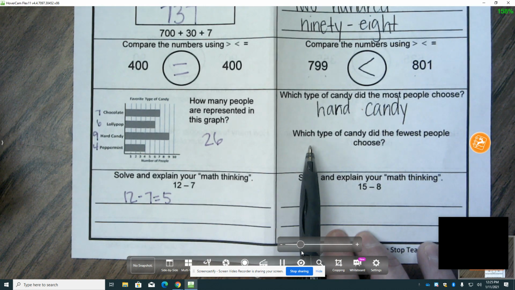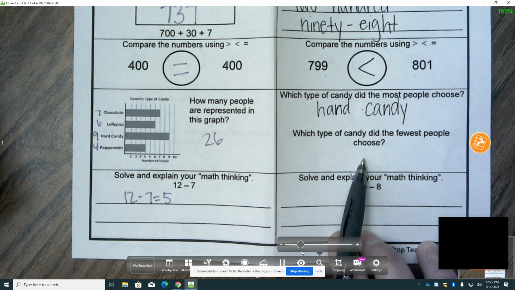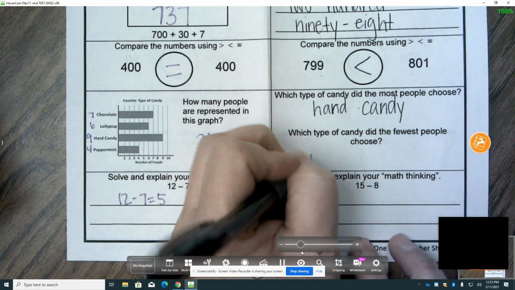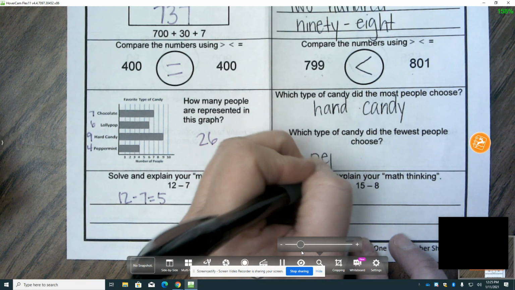The second said, which type of candy did the fewest people choose? Well, only 4 people chose peppermint. So peppermint is the fewest people.